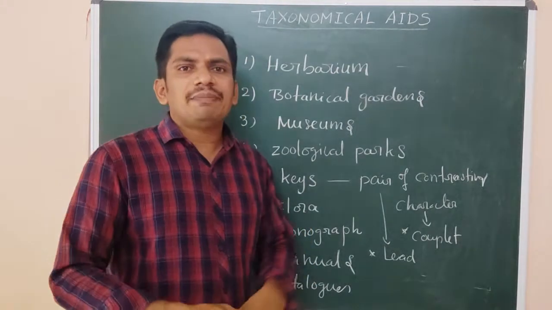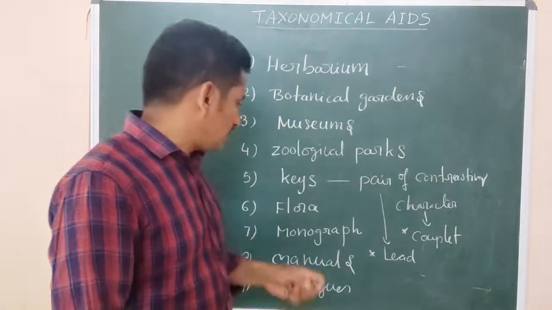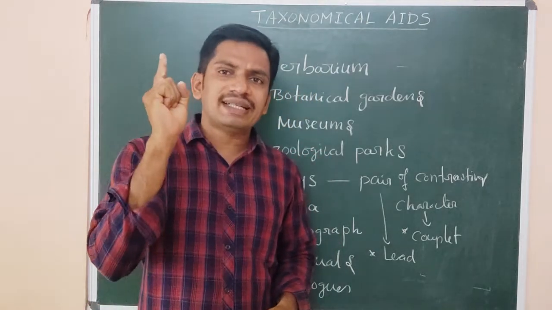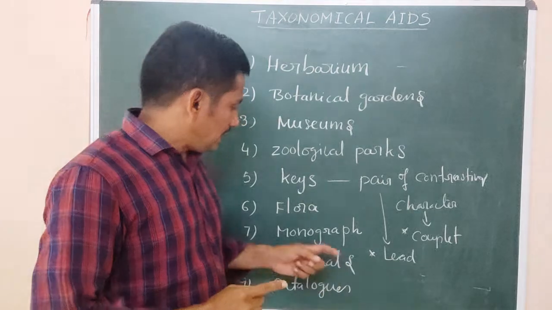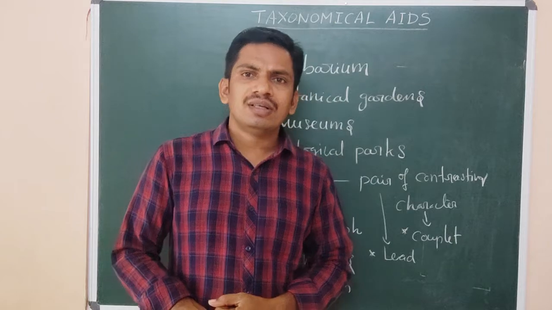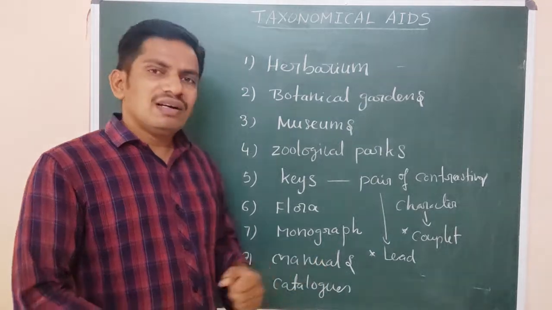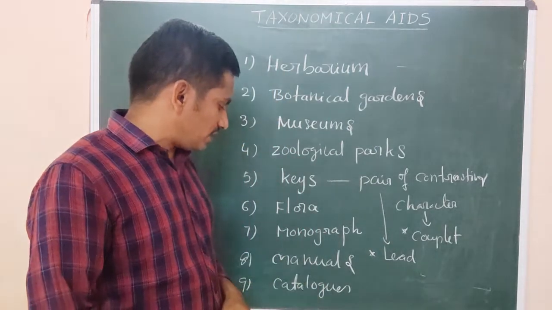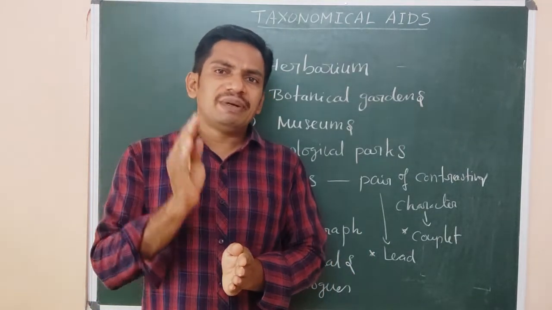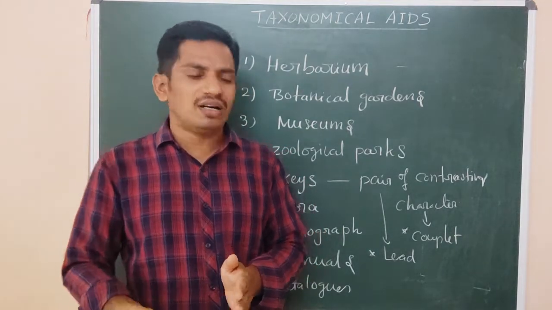Next, flora. In a given area, how the plant species are distributed is known as the flora. Monograph deals with the description of only one taxon; that description will be available. Manuals are in the form of books. We can get the complete description of particular organisms; that is called a manual. Catalogs are also like books. In a catalog, the particular organism's characters, habitat, nature, and food habit will all be available.